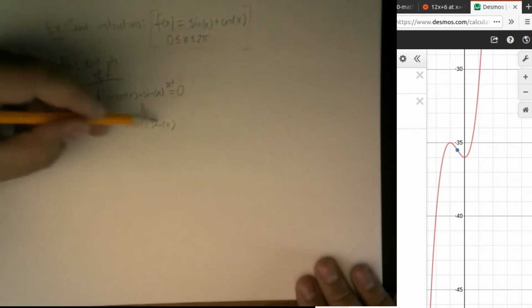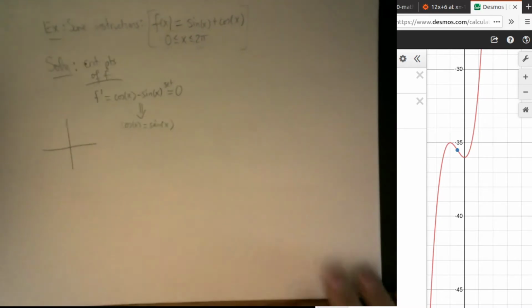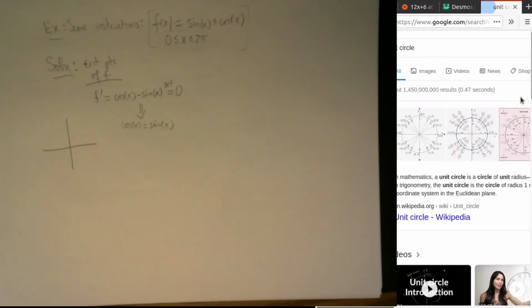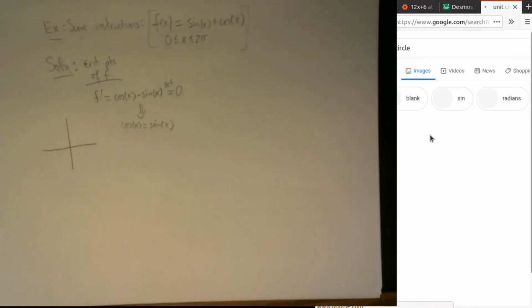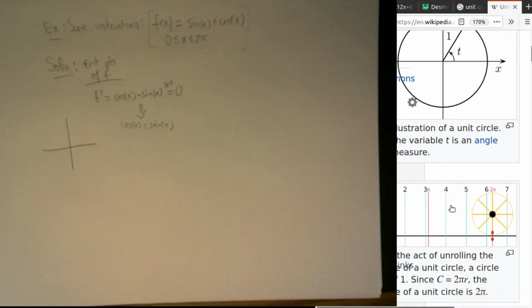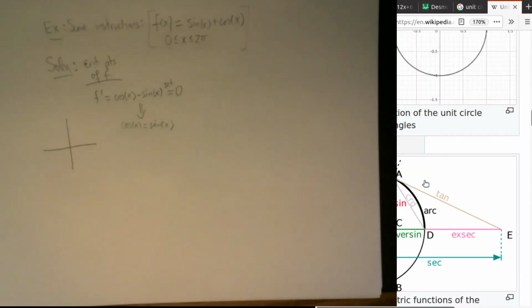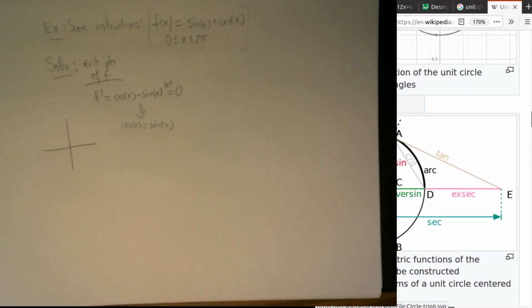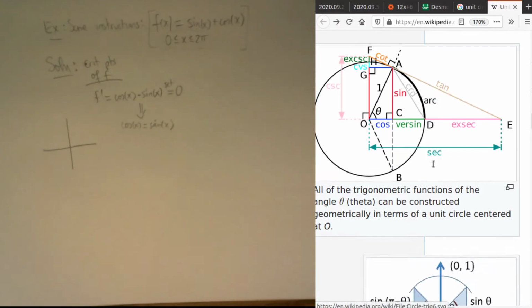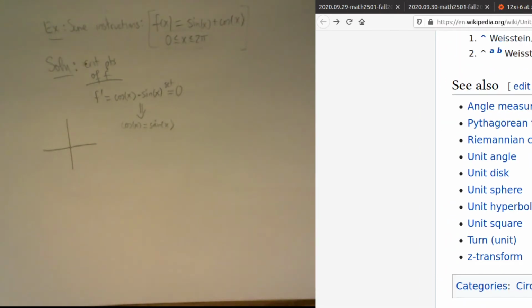So we have the relationship that cosine x equals sine x. And this comes back to the unit circle. Let me do the unit circle on the computer here. Now, the sine and the cosine function are defined on the unit circle, not here, although there's a lot of weird trig functions on this one. They're defined on the unit circle in a way that, let me find a picture first.